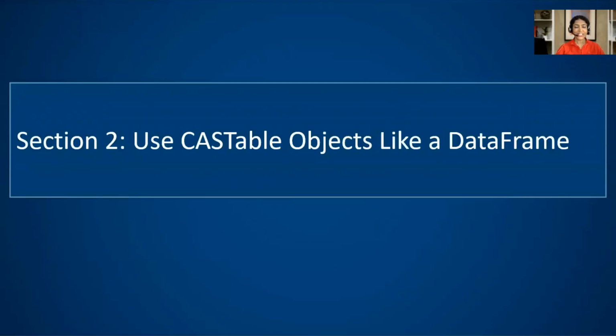Now that we made a connection to CAS and we've used some action sets, we've also imported the SWAT package, we'll move on to section 2. Here, we'll use CASTable objects like a data frame. The CASTable object is the most important object in the SWAT package, other than the CAS connection object that we used in section 1. It keeps our CASTable settings in one object. CASTable objects don't contain actual data. They're simply a client-side view of the data in a CAS table on a CAS server.